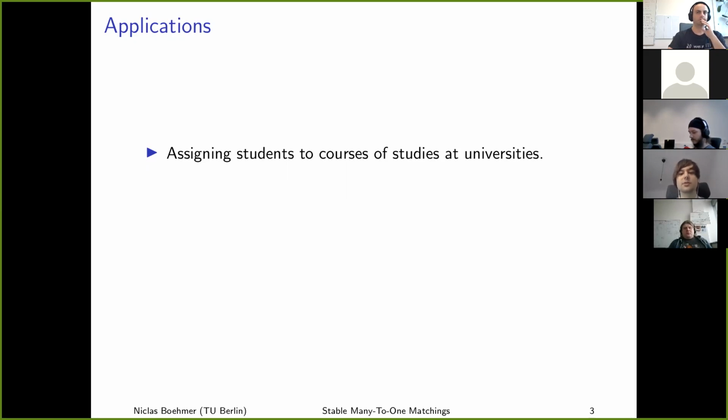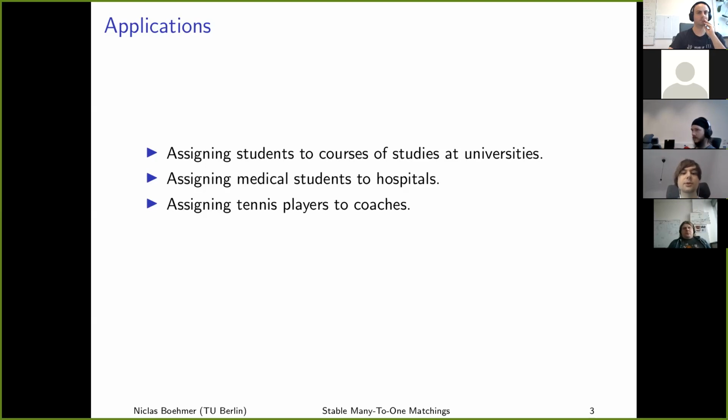And it's also natural to assume that most courses of studies have some upper bound, some limit on the number of students that can be enrolled in the course because of practical, economical, logistical constraints. Other examples are assigning medical students to hospitals, or more broadly speaking, assigning career starters to their first workplace in a central fashion, or, when it comes to free time activities, assigning tennis players to coaches. Tennis players have preferences over coaches. Each player only wants to be supervised by one coach, but one coach can supervise multiple players. So you again have this bipartition and may be interested in finding a stable and feasible matching.